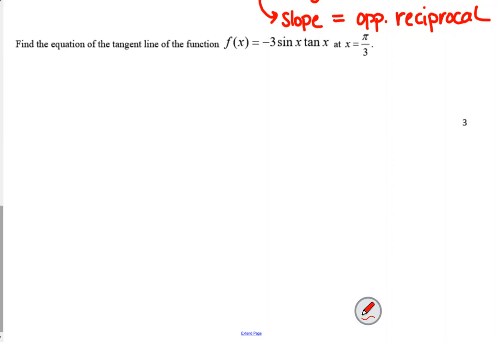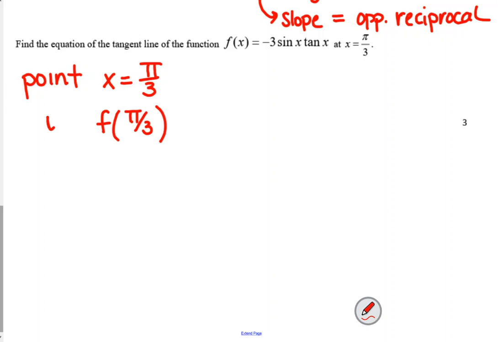So what do I need to write the equation of a line? I need a point. So let's start with a point. I know x is pi/3. F of pi/3 will be my y. So that's going to be -3 sine of pi/3 tangent of pi/3.